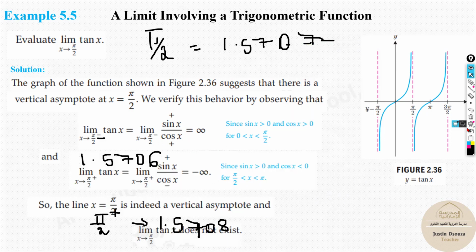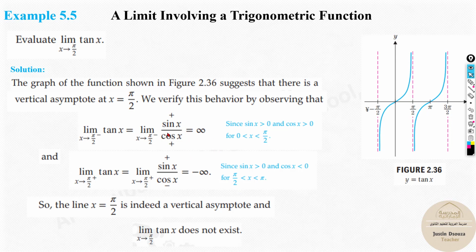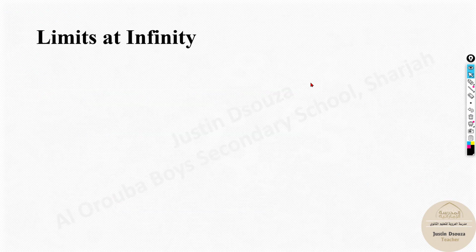The limit does not exist. But you know it's a vertical asymptote. Why? Because it's going up and down at the same time. So you can see over here, up, left side is down. So that is the thing. So we have a vertical asymptote.